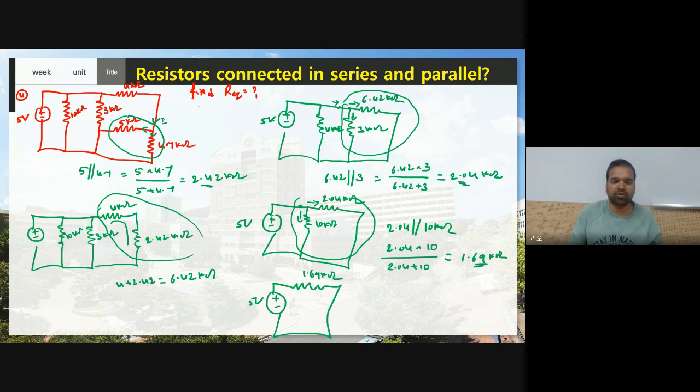Therefore what is our goal here? We need to find only R equivalent. So R equivalent equals 1.69 kilo ohm. If you want to find current, I equal to V by R equivalent, then you can substitute 5 and 1.69 kilo ohm. Therefore you will get some x milliampere. I hope you understood how to find R equivalent when resistors are connected in series and parallel.